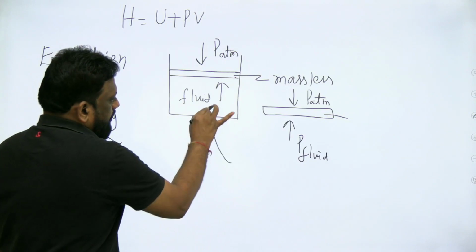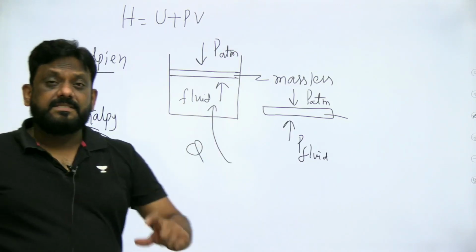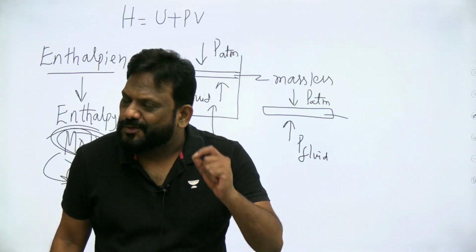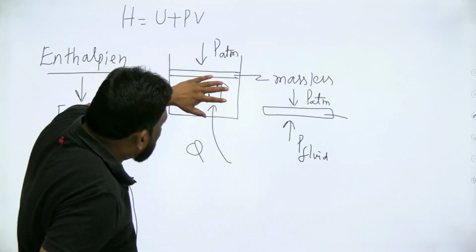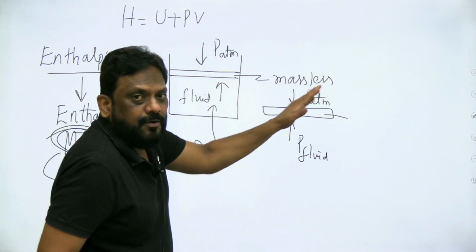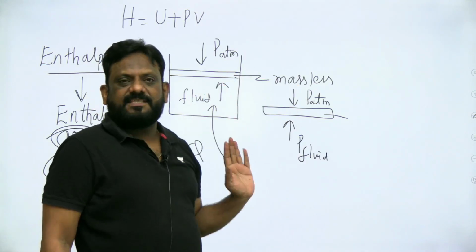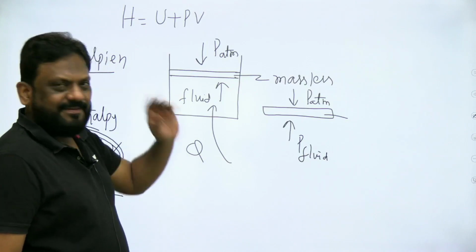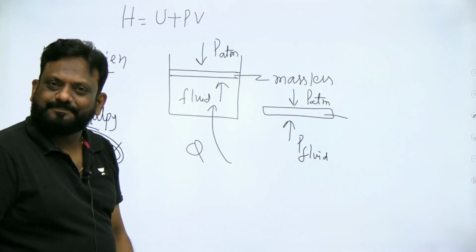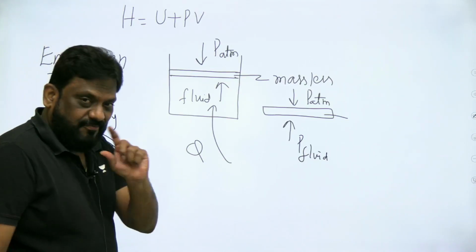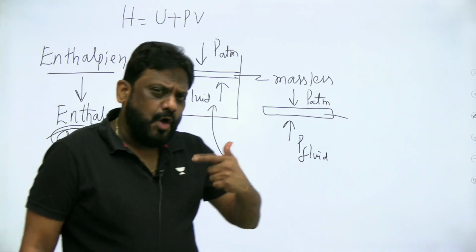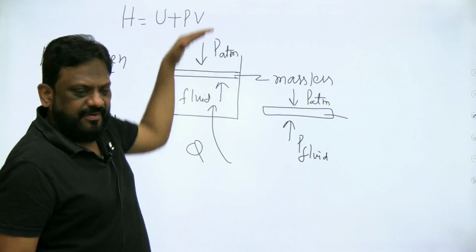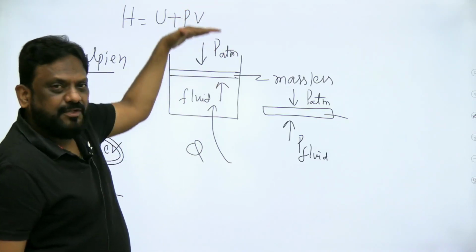Let us heat it. Now you tell me, is it a closed system or an open system? It is a closed system because inside, the fluid is neither leaving nor is any additional fluid entering the system. Wonderful. Let us heat it. Let me supply Q amount of heat. Now, observe clearly. Can I say it is a constant pressure process? Let us say the piston is moving at a uniform velocity when I'm heating.